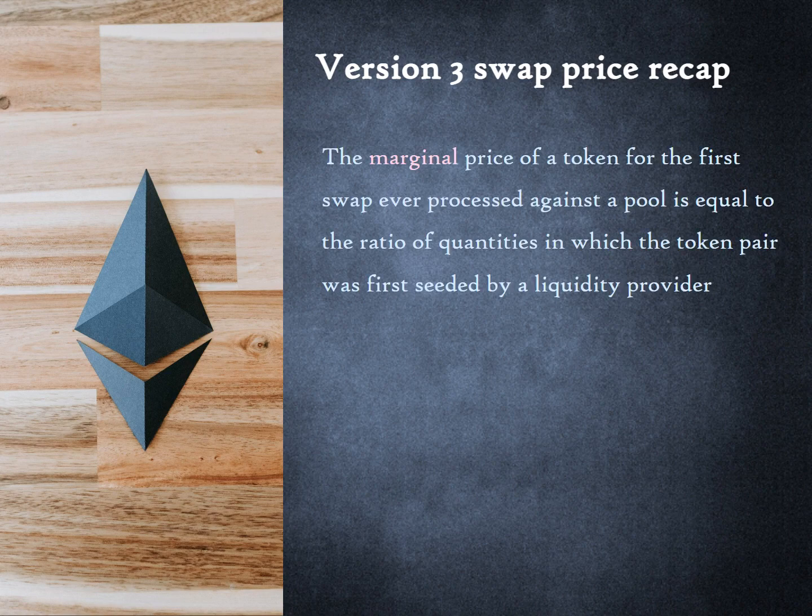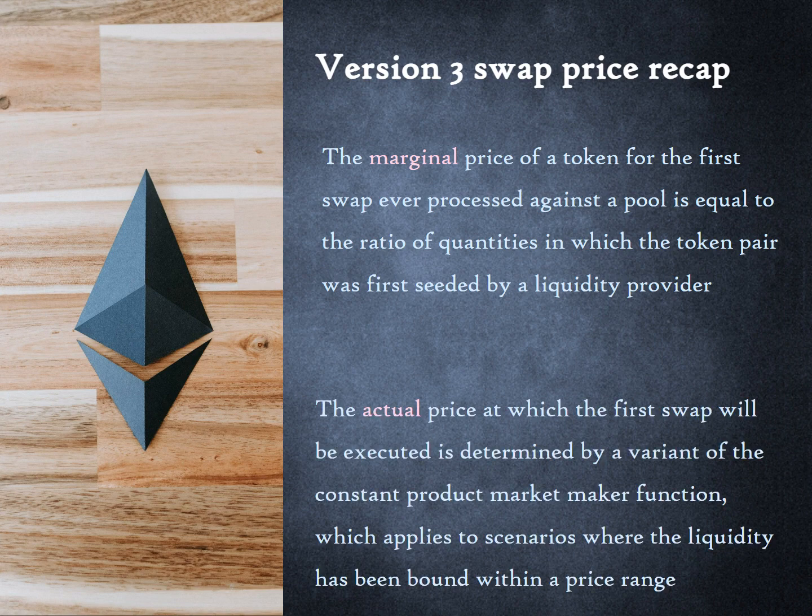First, the marginal price of a token for the first swap ever processed against a pool is equal to the ratio of quantities in which the token pair was first seeded by a liquidity provider. This is identical to version 2. Second, the actual price at which the first swap will be executed is determined by a variant of the constant product market maker function, which applies to scenarios where the liquidity has been bound within a price range. Next, we will learn about an additional element of complexity in Uniswap.